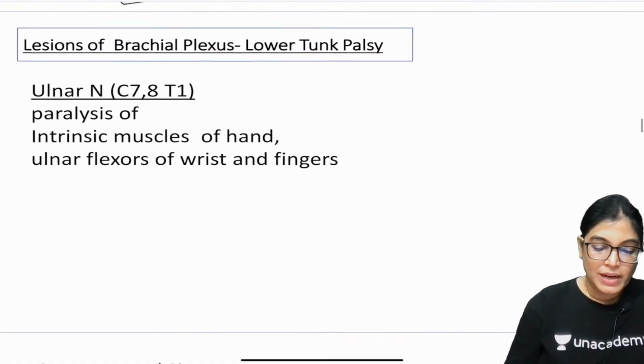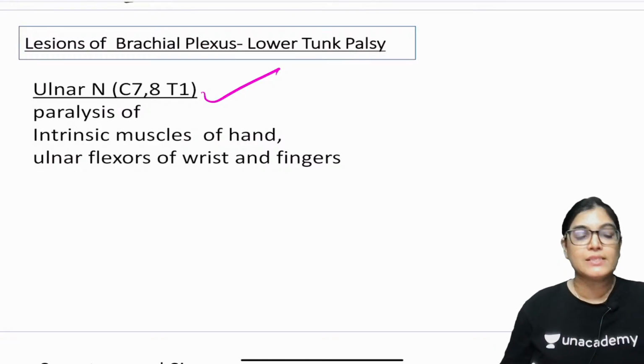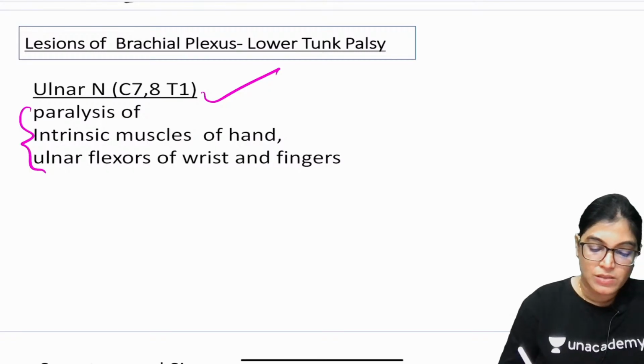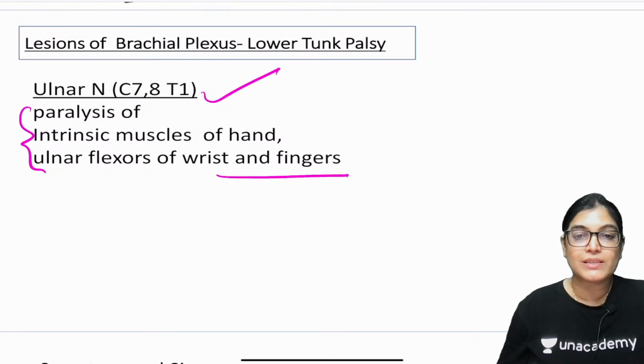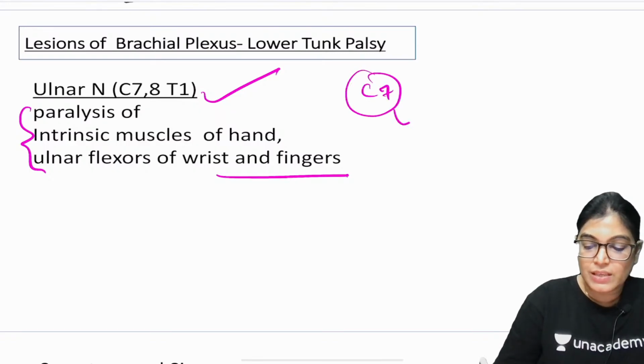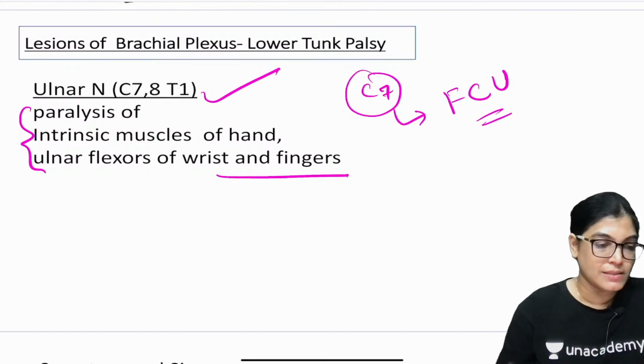Now in lower trunk palsy, the lesion mainly involves C8 and T1 nerves, and this we know will lead to paralysis of the intrinsic muscles of the hand and the ulnar flexors of the wrist and the fingers. So along with C8 and T1, C7 in bracket is written, which will also involve flexor carpi ulnaris muscle.